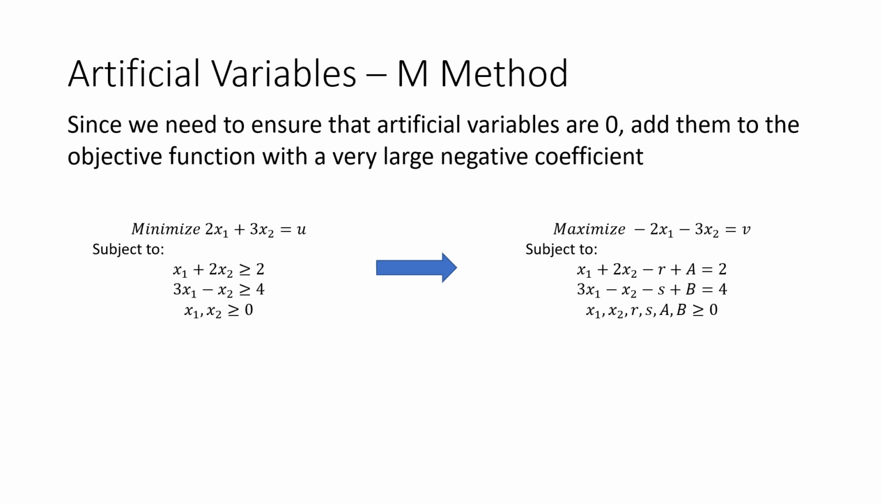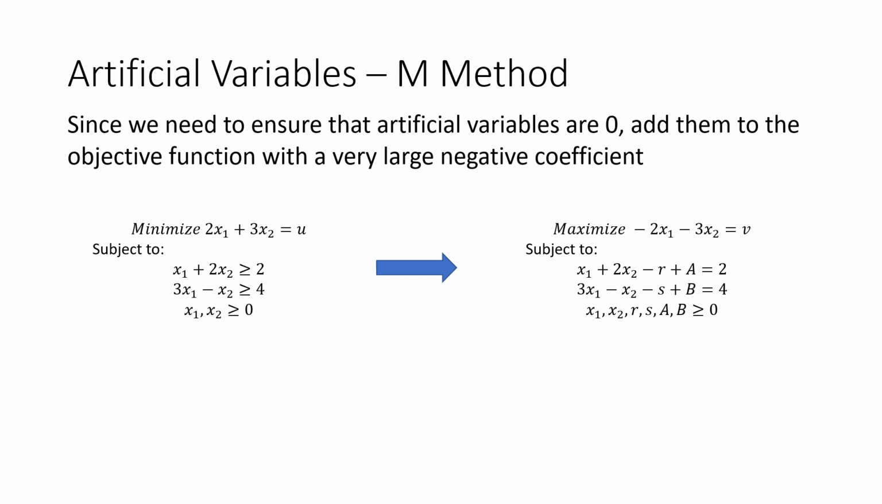And we have two methods to do this. They're called the M method, or the big M method, and the two-phase method. So let's look at the M method first. And remember, keep in mind here, our objective is to take our updated linear program and to make our artificial variables to force them to be 0.